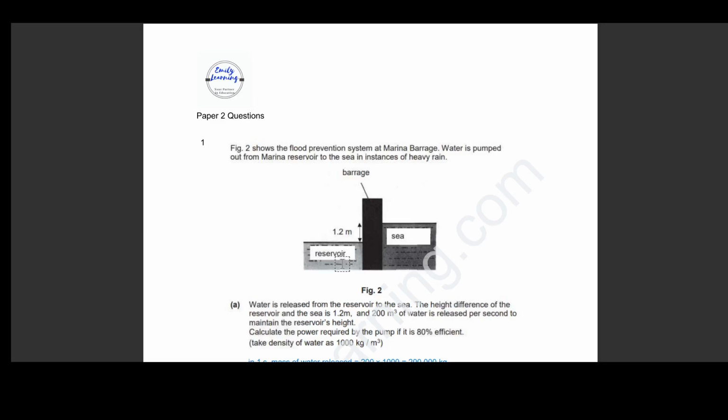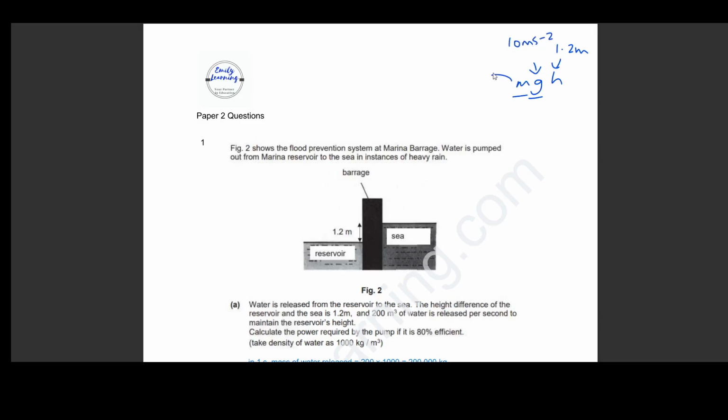So what the pump is doing is it's going to supply the water in the reservoir with gravitational potential energy to lift it up by 1.2 meters, so that it is pumped out at this point here. To find the gain in gravitational potential energy of water, we'll use the formula mgh. We know that h is 1.2 meters because that's a gain in height of 1.2 meters. g is 10 meter per second square.